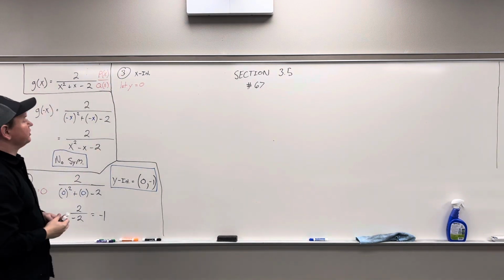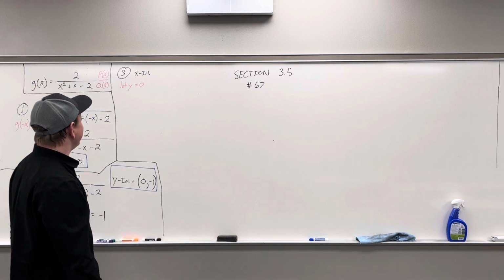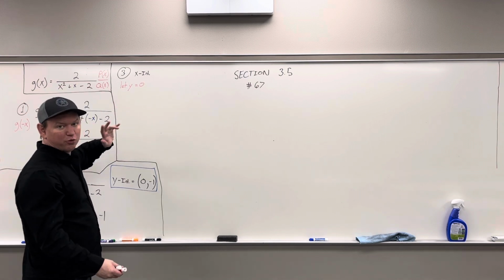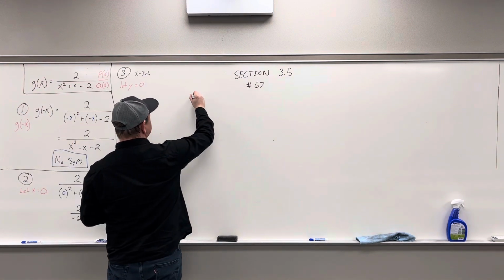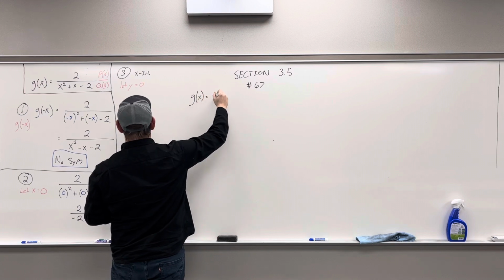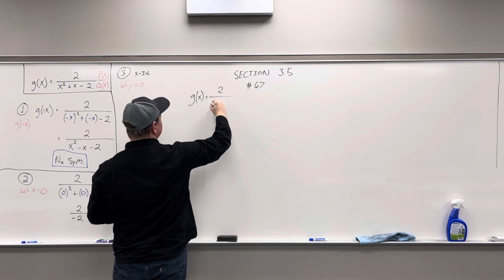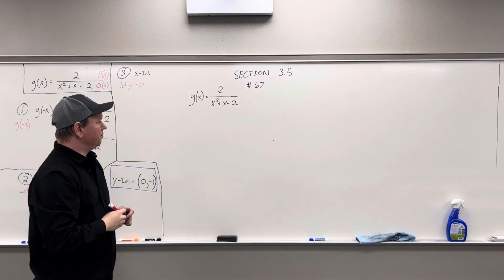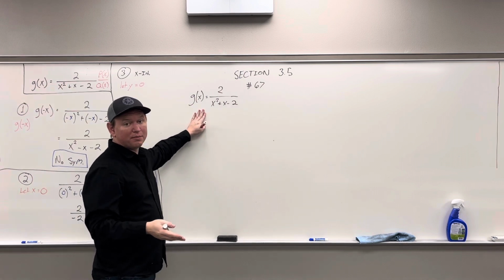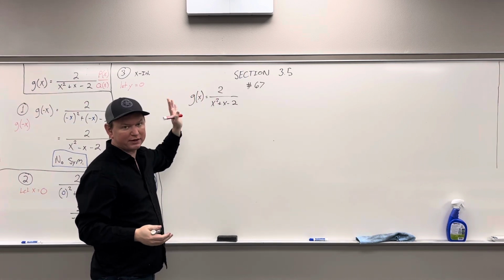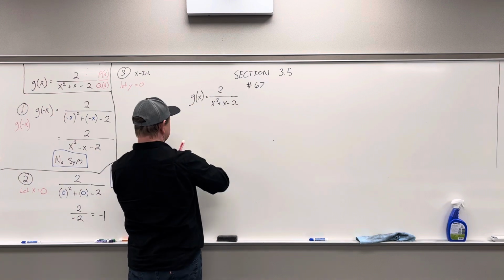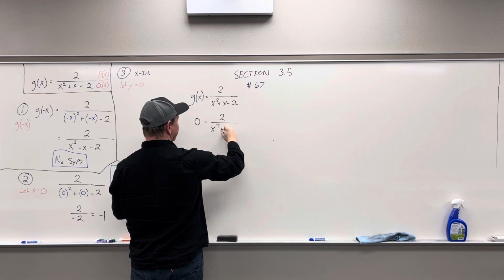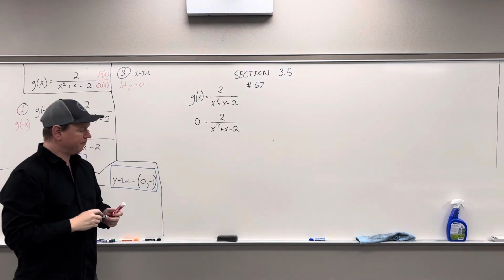Okay. Well, what's nice about these fractions is that if you let y be 0, so if we take our original function g of x equals 2 over x squared plus x minus 2, typically you're used to having just a polynomial without this fraction, and we turn it into 0, and we say, hey, 0 equals 2 over x squared plus x minus 2, right?